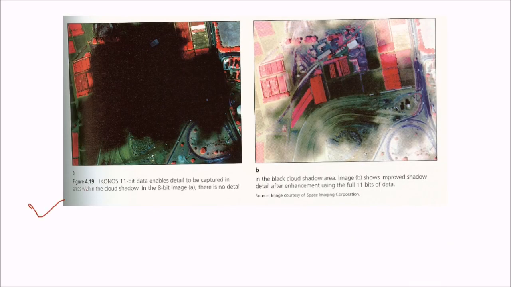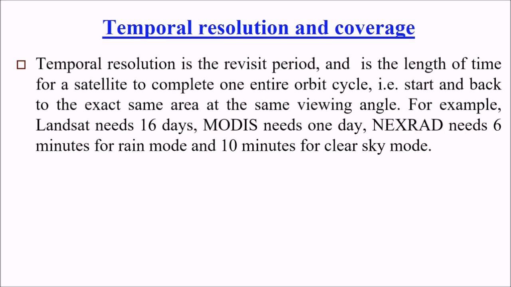That is huge. So this is an IKONOS 11-bit image, which enables detail to be captured in the areas within the cloud shadow. And this is the 8-bit image. There is not much detail, but in the case of 11 bits, you see in the black cloud shadow area, this image shows improved shadow detail after some enhancement using the full 11 bits. This is more clear.